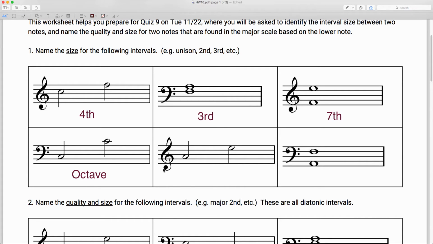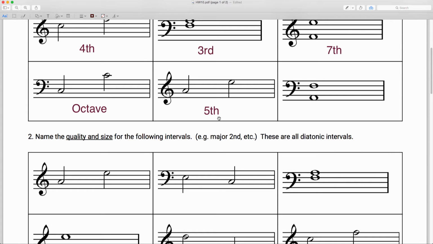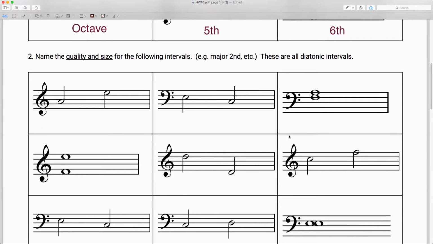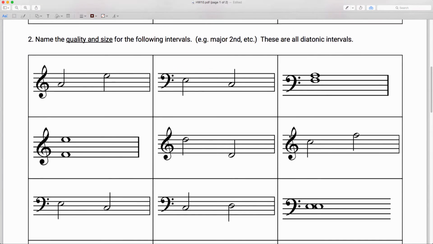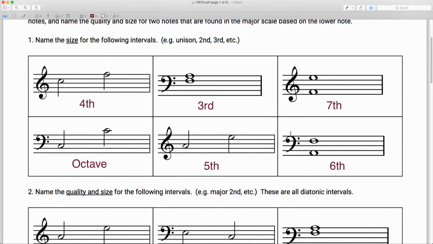Right? Next, we have this guy. Joshua, what do you have for that? Fifth. Okay. And then finally, this lovely interval, which is from an A to an F. Alex, what do you have for that? I have 6. 6. Okay. Moving on to the bottom part. I need to name the quality. First of all, any questions about the counting? Right. I think we're good.